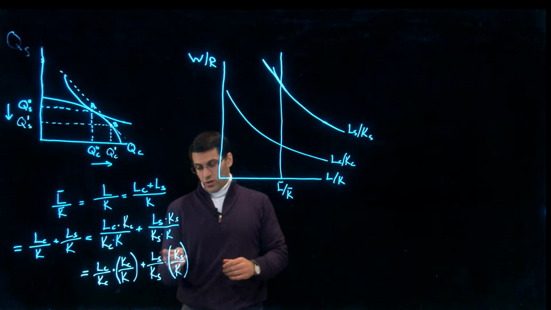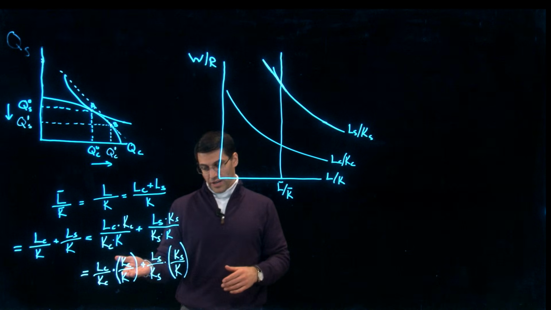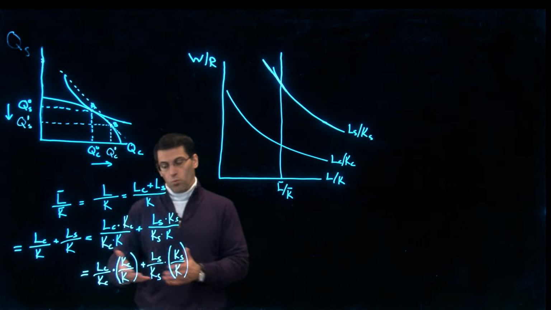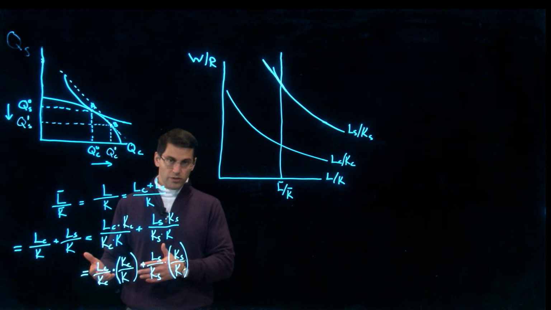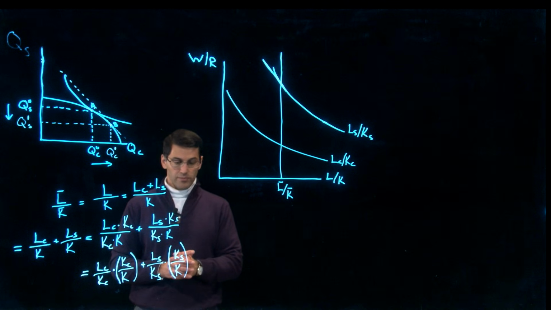And of course, one thing you can see is, what is KS? Well, KS is just equal to 1 minus KC. So if I increase KC, if I put more weight into the computer sector, then I'm putting less weight in the shoe sector, and KS will go down.